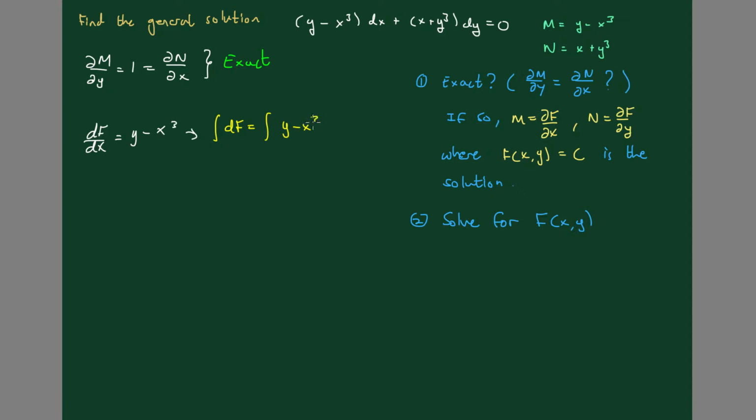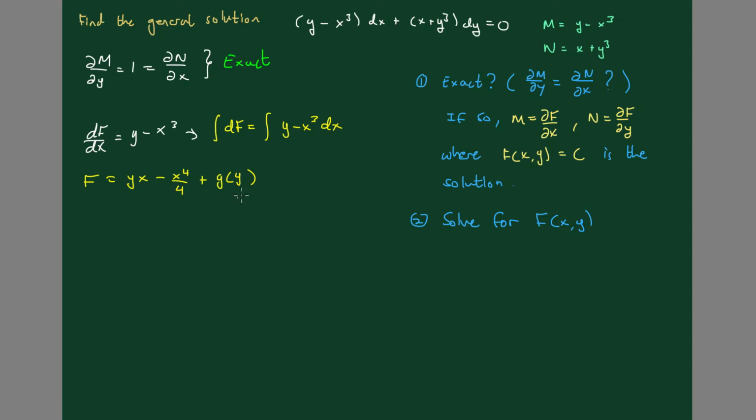y minus x cubed dx, which gives us f is equal to, if we integrate y with respect to x, we get y times x. We integrate the minus x cubed, we get minus x to the fourth over 4. And then of course we have an additional constant. But it's not just going to be a plus c. This constant is going to be a constant with respect to x, and our constant with respect to x has to be a function of y. So we put plus g(y).